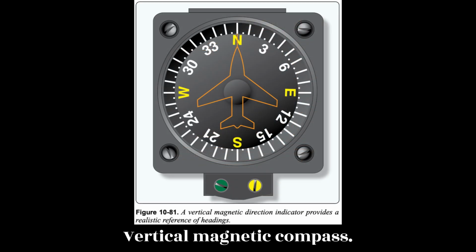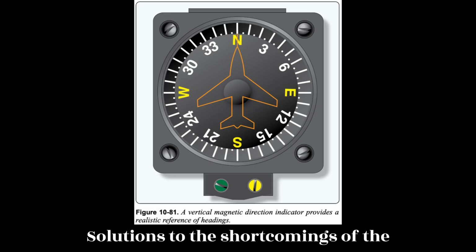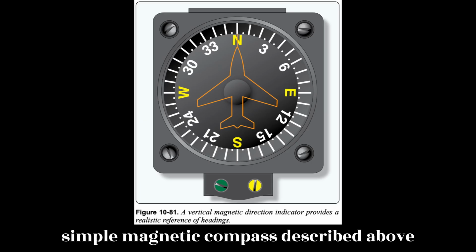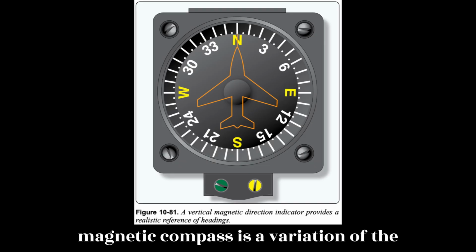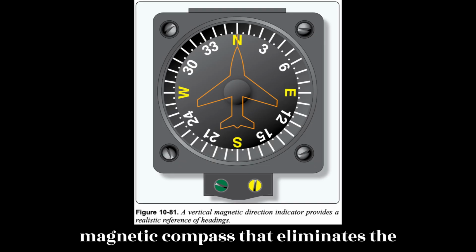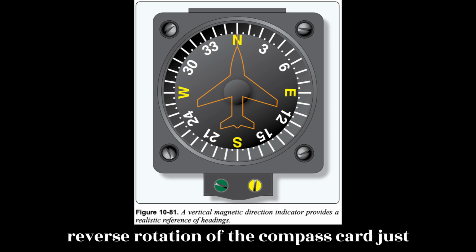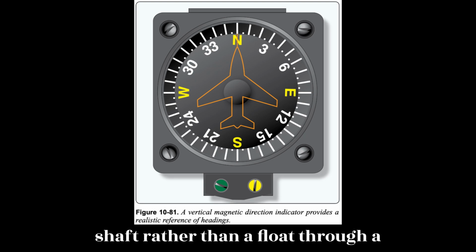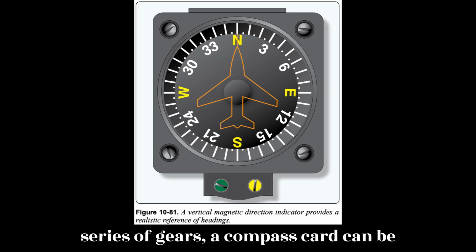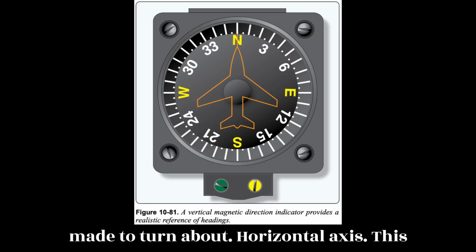Vertical magnetic compass. Solutions to the shortcomings of the simple magnetic compass described above have been engineered. The vertical magnetic compass is a variation of the magnetic compass that eliminates the reverse rotation of the compass card just described. By mounting the main indicating magnets of the compass on a shaft rather than a float, through a series of gears, a compass card can be made to turn about a horizontal axis.